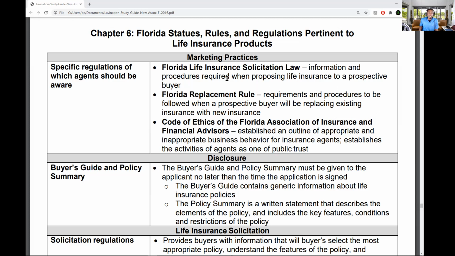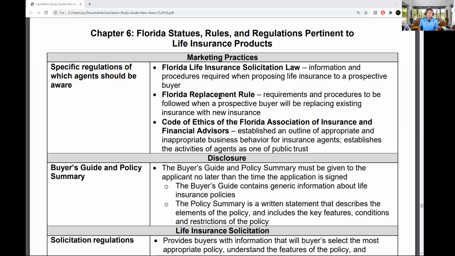Now let's look at them for a little bit. When we talk about the Florida life insurance solicitation law, this is the information and procedures we need to follow when it comes to selling insurance to someone. That's what this law is about.